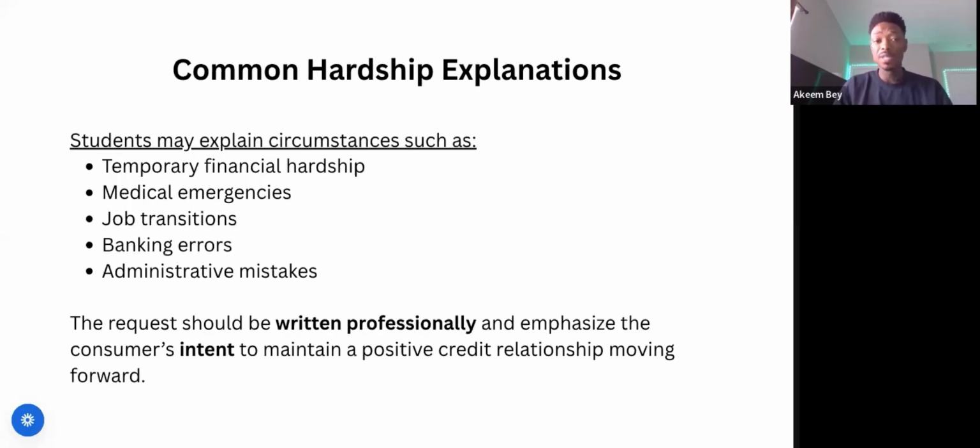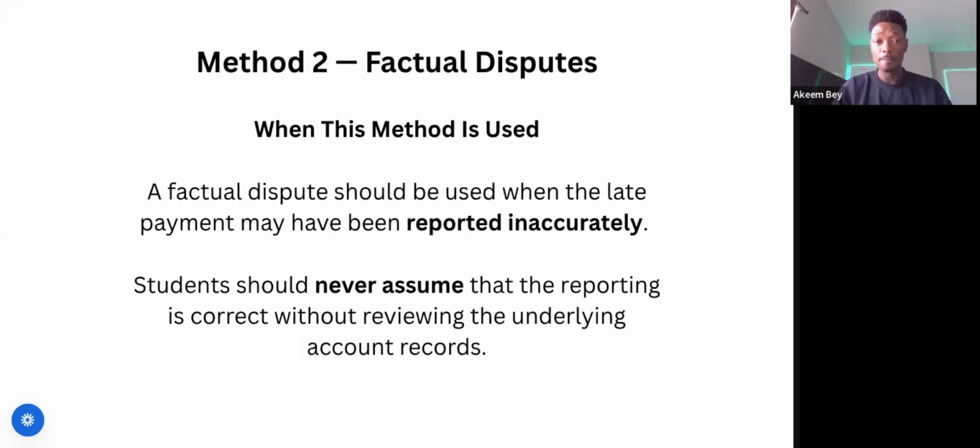Common hardship explanations. So you want to explain your circumstances this way, that you suffered some sort of temporary financial hardship. Maybe you lost your job, you got some hours cut. There's also medical emergencies, whether someone in your household or you yourself, or you transitioned jobs. Maybe there was a banking error or an administrative mistake. The request should always be written professionally and emphasize your intent to maintain a positive credit relationship moving forward, right?